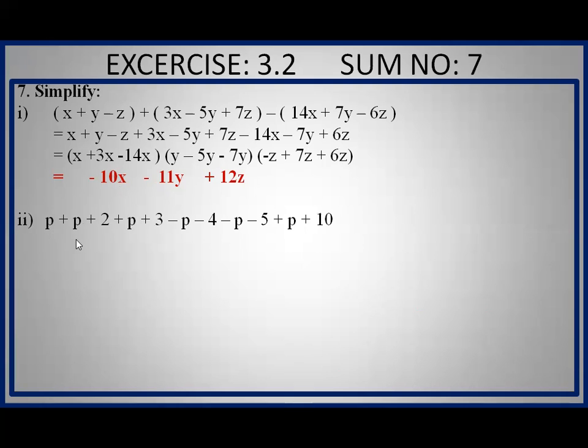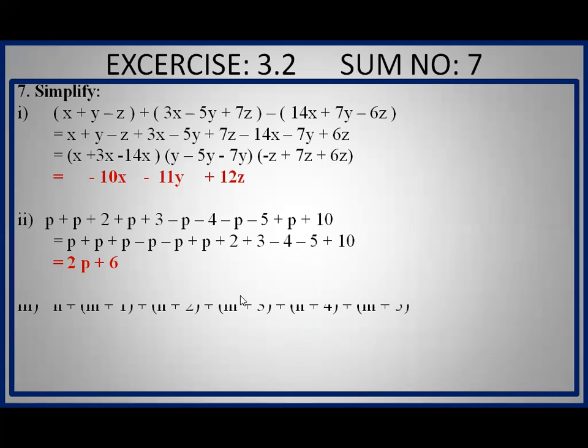p, plus p plus 2, plus p plus 3, minus p minus 4, minus p minus 5, plus p plus 10. So group the p values and the numerical values. So you get 1, 2, 3p and plus 4p minus 2p, so you get 2p. Now add the values. 2 plus 3 is 5. 5 minus 4 is 1. 1 minus 5 is minus 4. Minus 4 plus 10 is plus 6.